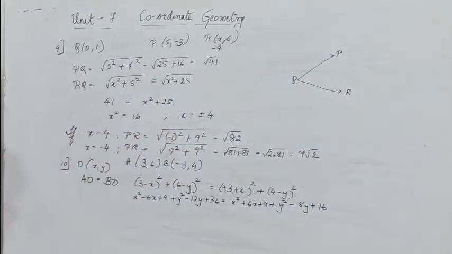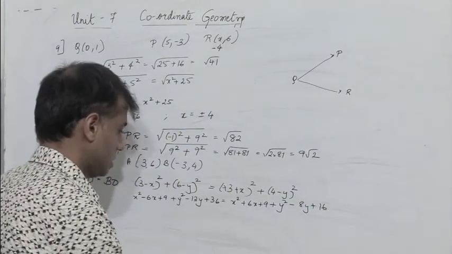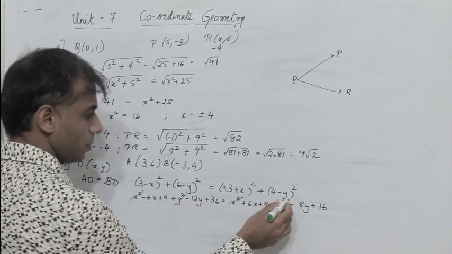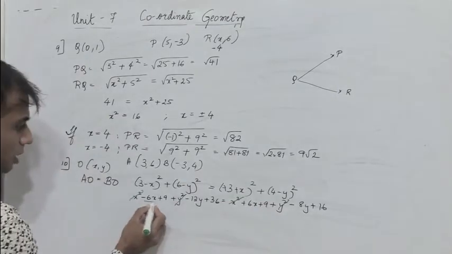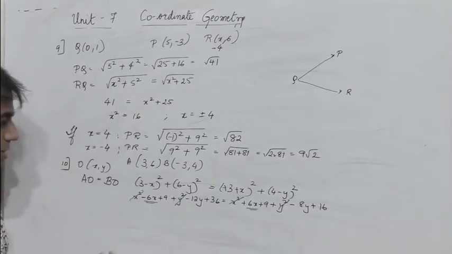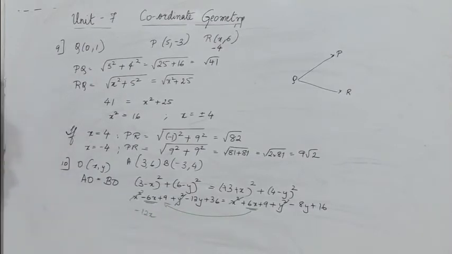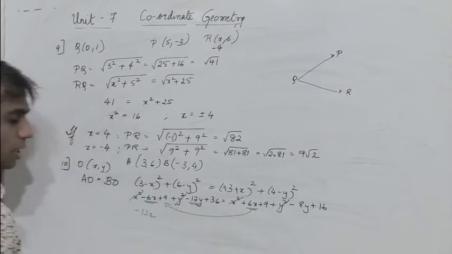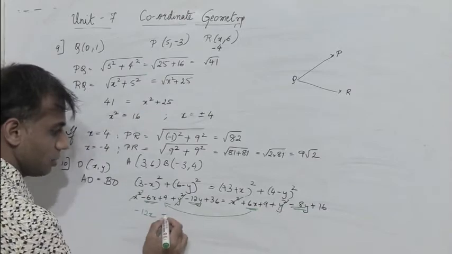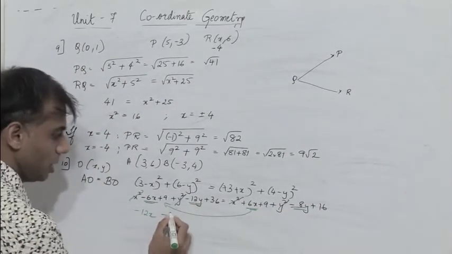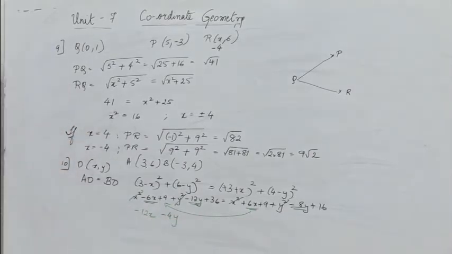So this will give me x squared plus 6x plus 9 plus y squared minus 8y plus 4 squared, which is 16. So what are the terms which can be cancelled? We can definitely cancel x squared and y squared. So I have minus 6x and plus 6x. Bringing this to LHS, I get minus 12x. We have minus 12y and minus 8y. If I bring this to LHS, I get minus 12 plus 8, which is minus 4y.